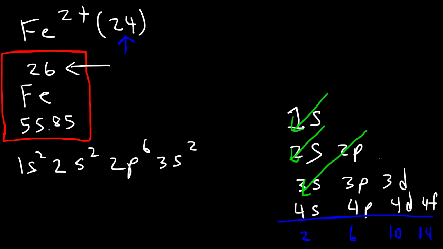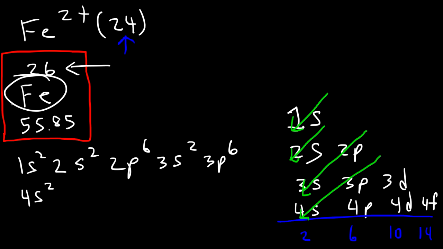Now, after 3s, we've got to move on to 3p, then 4s. So it's 3p6, and then 4s2. By the way, before you write the electron configuration of Fe plus 2, it's better if you write the electron configuration of the parent atom, and then from that, write the electron configuration of the ion. So I'm going to focus on 26, and then I'm going to adjust it to 24.